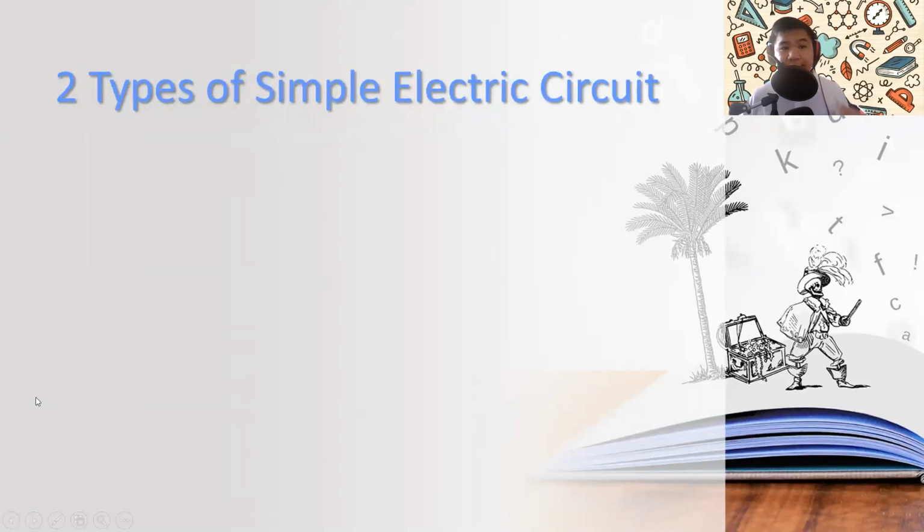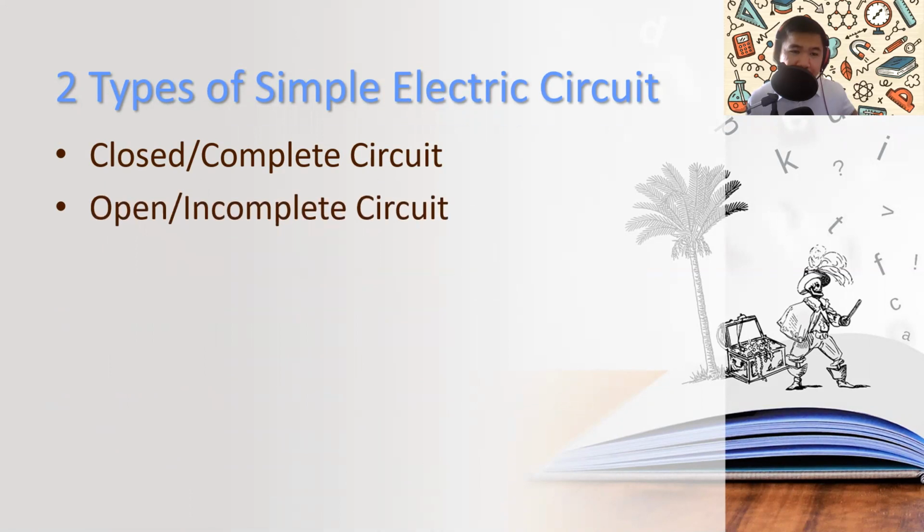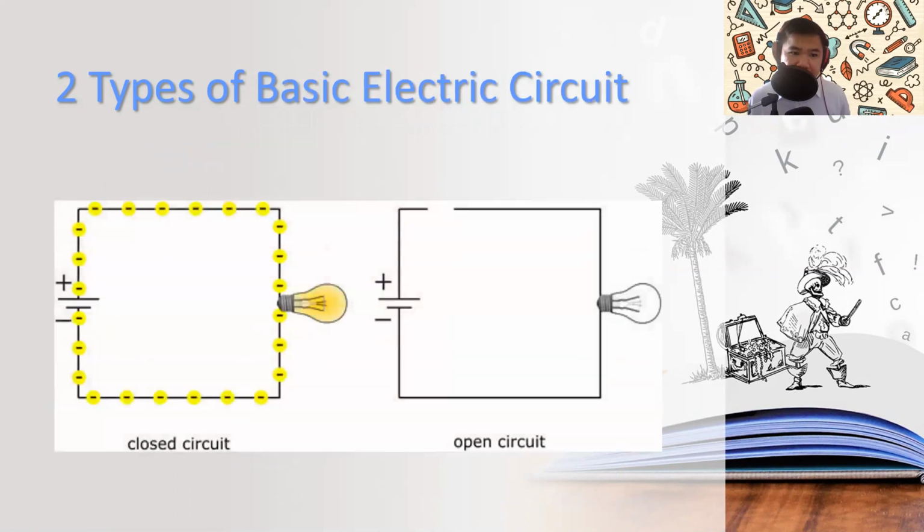Now, there are two types of simple electric circuits. We have the closed circuit or the complete circuit, and we have the open or the incomplete circuit. These are the closed and the open. Now, look at the picture. What do you see that is different?